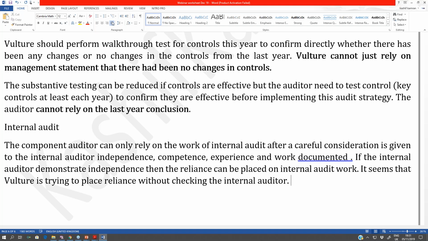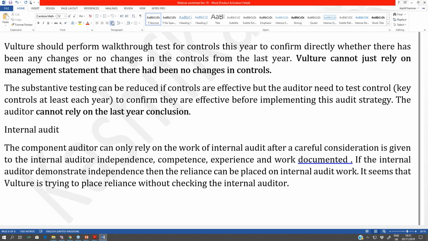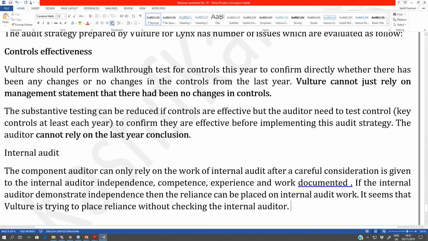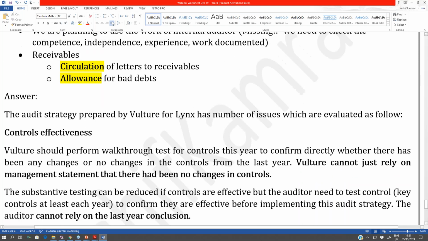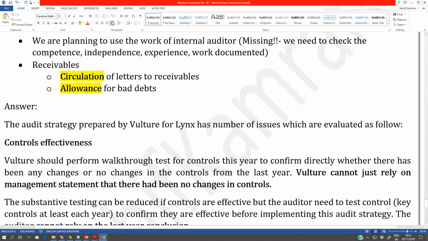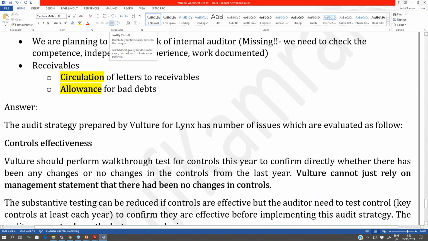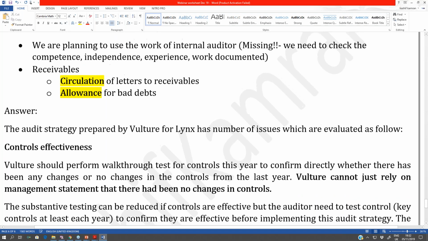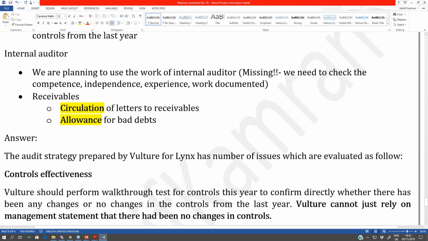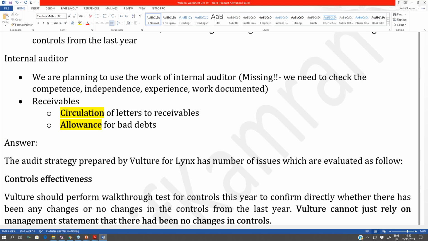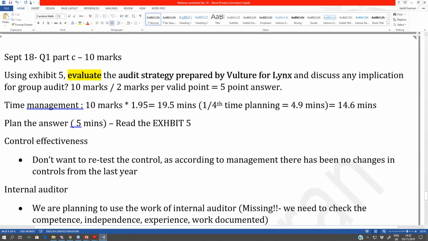Right? So you can continue this answer. You can write something about receivables, the wrong audit strategy on receivables, that you're giving the work of circulation and allowance to the internal auditor, which should have been the key areas focused on by the component auditor. You can see the examiner answer as well for this exam paper, September 18, question number 1, part C.